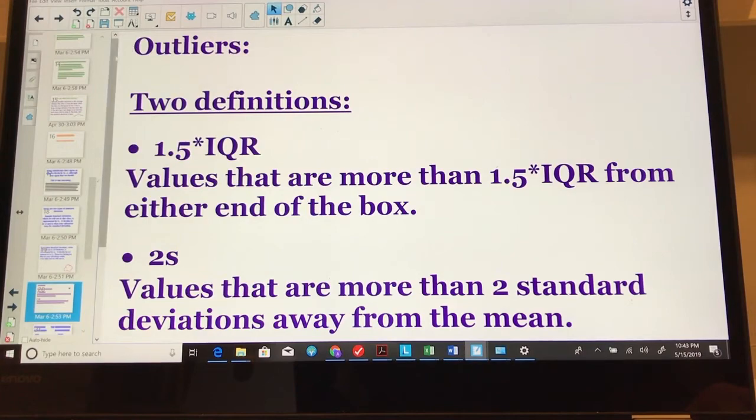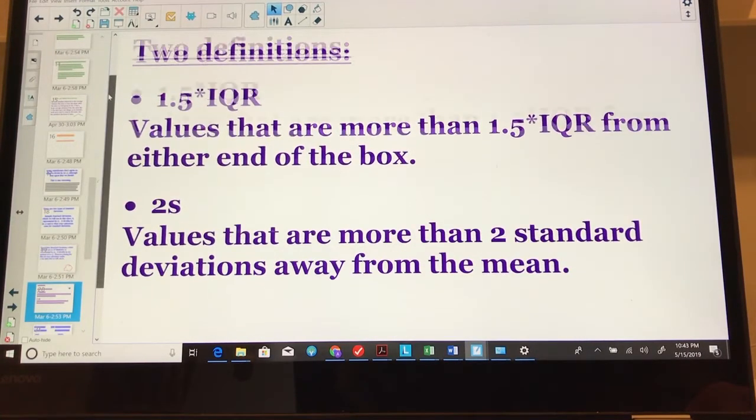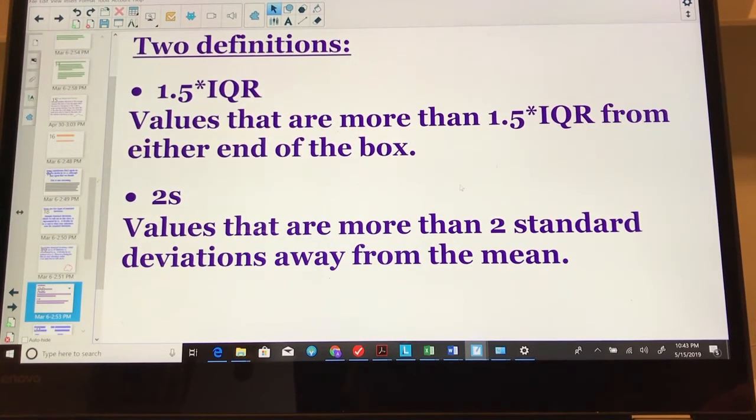All right, outliers. We have two definitions of outliers. One of them is 1.5 times the IQR, and then you add that to Q3 or subtract it from Q1. But there's another definition of outlier that, now that we know what standard deviation is, we're going to use. It's 2 times the standard deviation away from the mean. So values that are more than 2 standard deviations away from the mean would be considered an outlier.